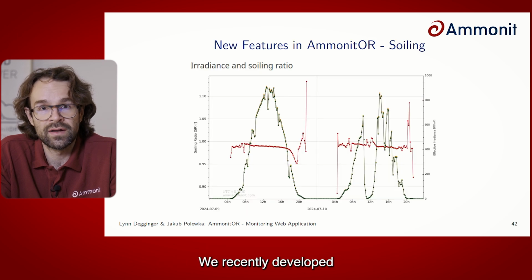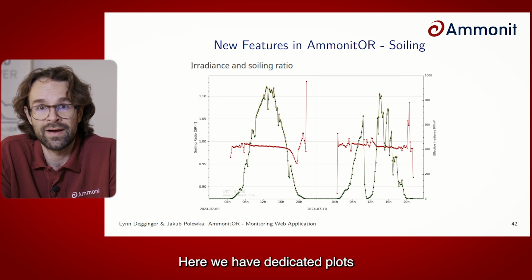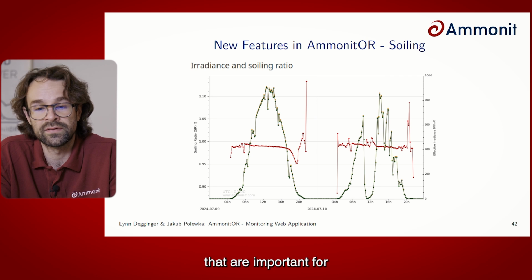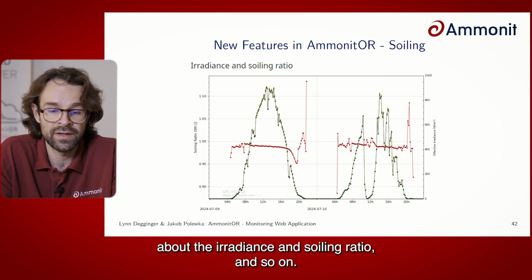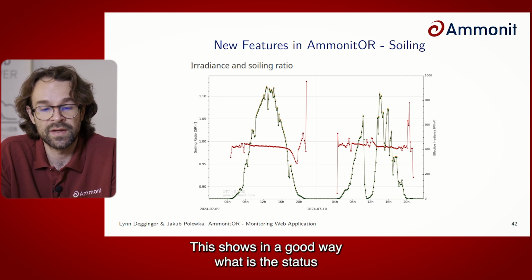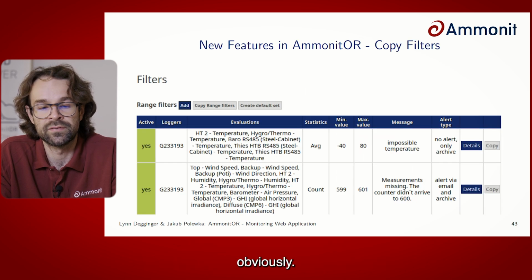We recently developed a soiling kit that we are selling as Ammonit, and we have dedicated plots that are important for the soiling measurement, that are combining the information about the irradiance and soiling ratio and so on. So this basically shows in a good way what is the status of the soiling measurement. That is mostly used for solar measurement, obviously.